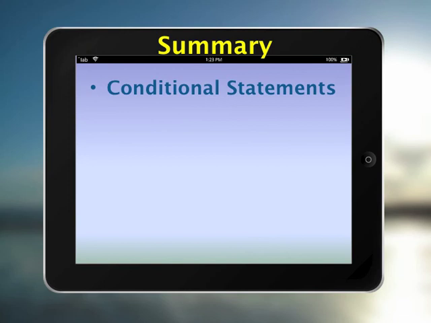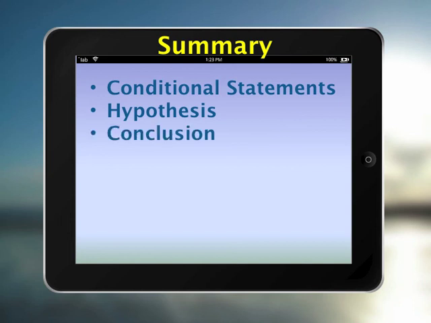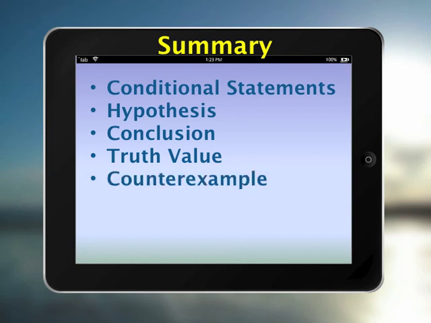Let's summarize what we talked about. Conditional statements are statements that are written in the form if something, then something. The hypothesis follows the word if. The conclusion follows the word then. The truth value of the conditional statement is false if you can find a counterexample. And by counterexample, we're talking about keeping the hypothesis true, but showing that the conclusion is false. Then you've found a counterexample and you have disproven the conditional statement.